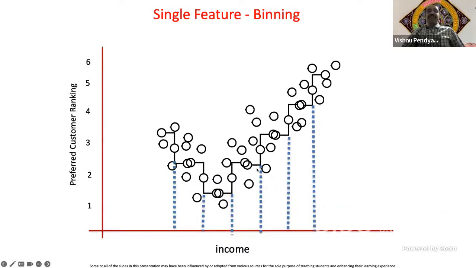Just to illustrate the concept with a single feature, we can bin the data and take the average of the bins. If you take averages, you'll probably end up with a decision boundary, a regression line like this, right? So the goal is to find the splits that minimize the MSE. That is the goal of machine learning.